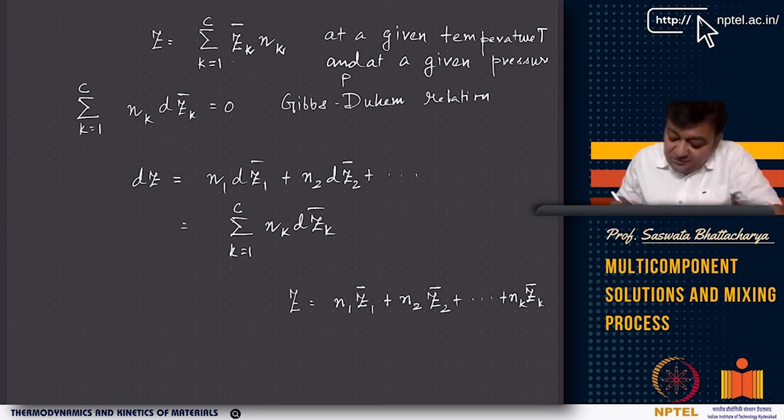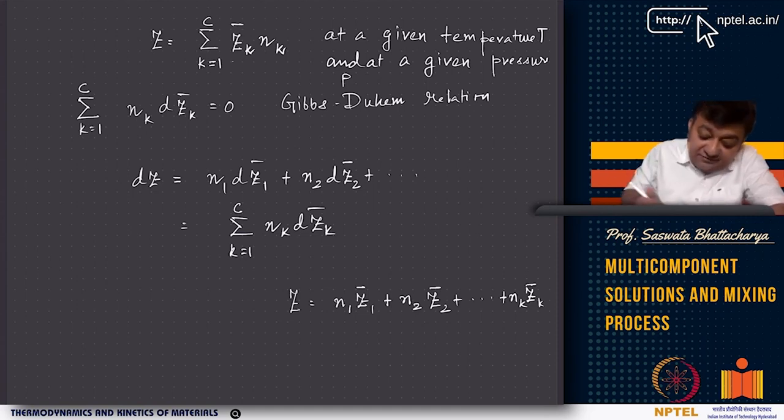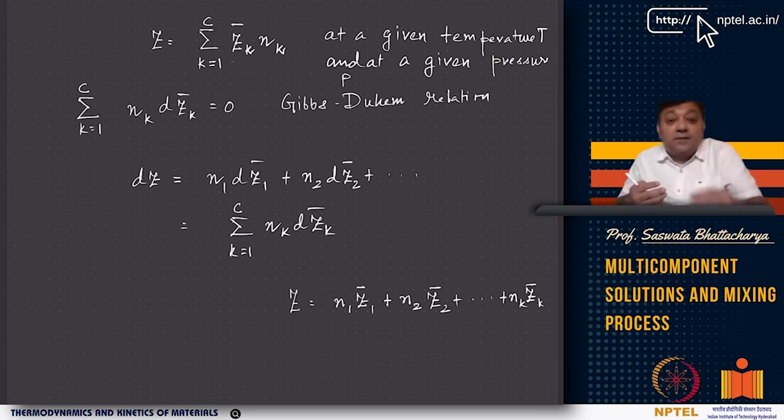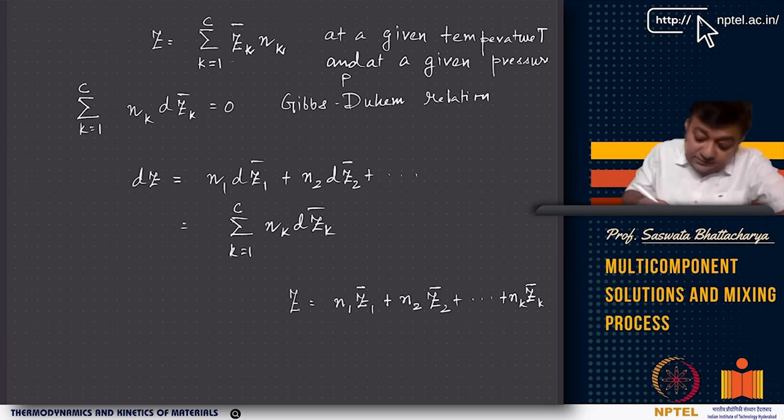And this partial molar property of component 1 in the solution, and the solution has an overall extensive property Z, right? Now, if that is so, I have also defined the Gibbs-Duhem relation. I did it for Gibbs free energy, I showed it for molar volume, I showed it for the total volume.